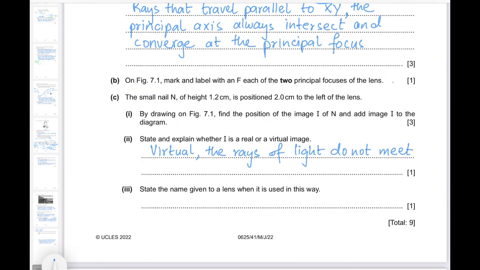3, state the name given to a lens when it's used in this way. That would be a magnifying glass.